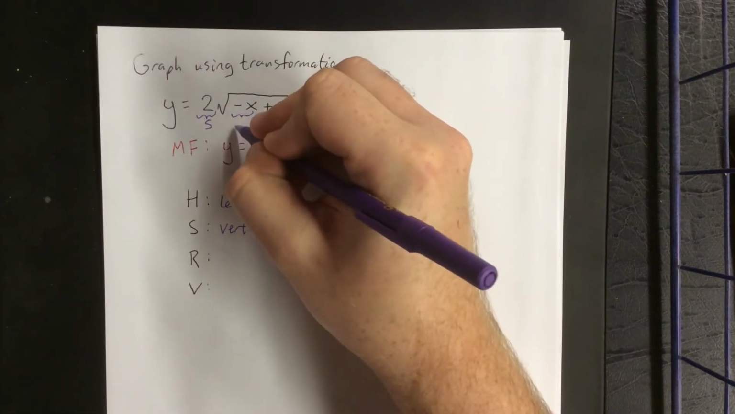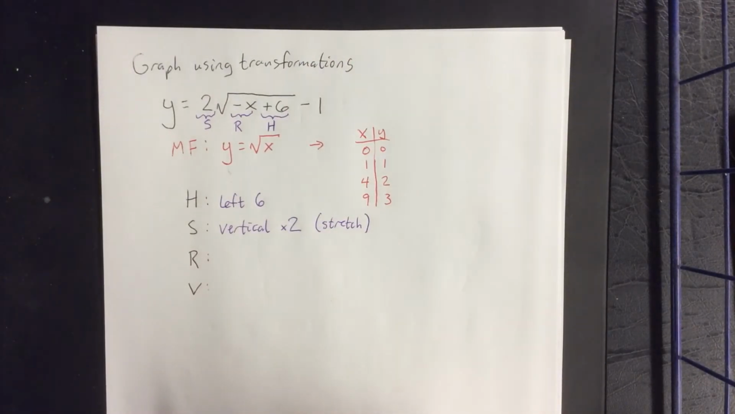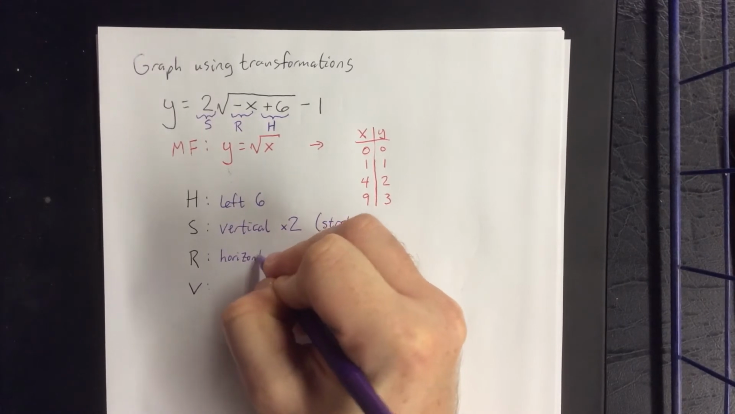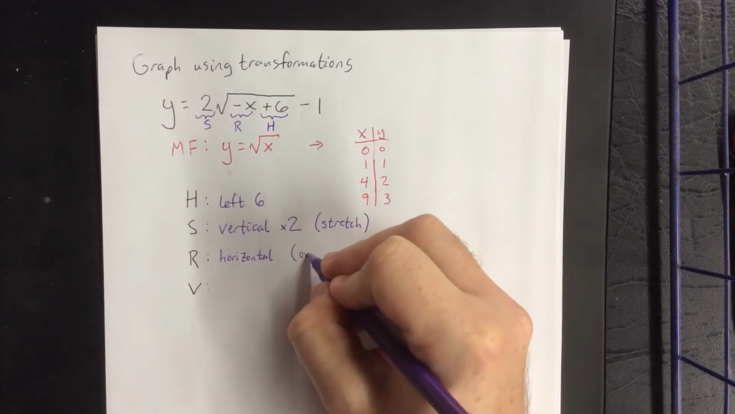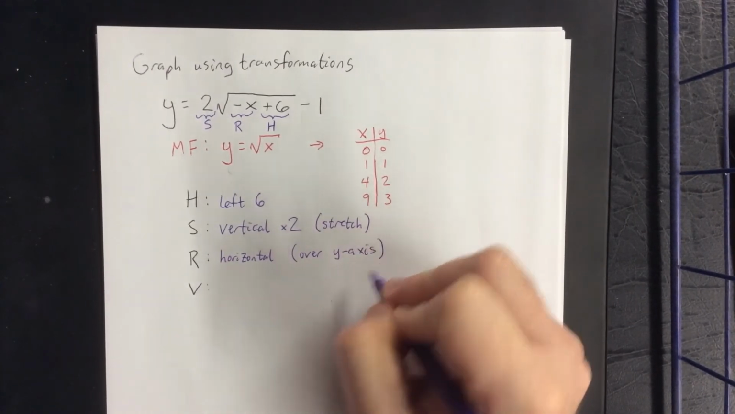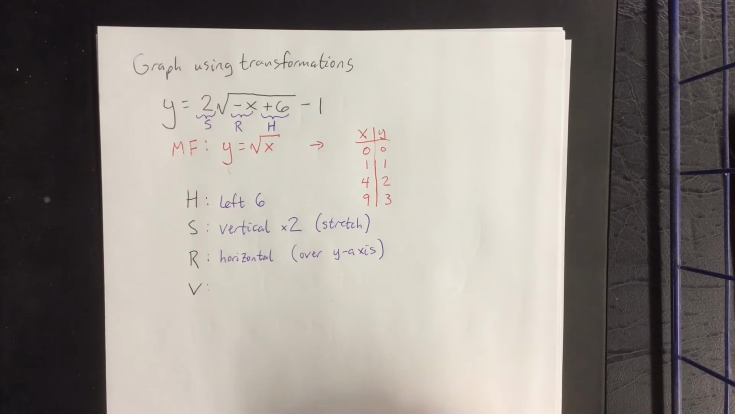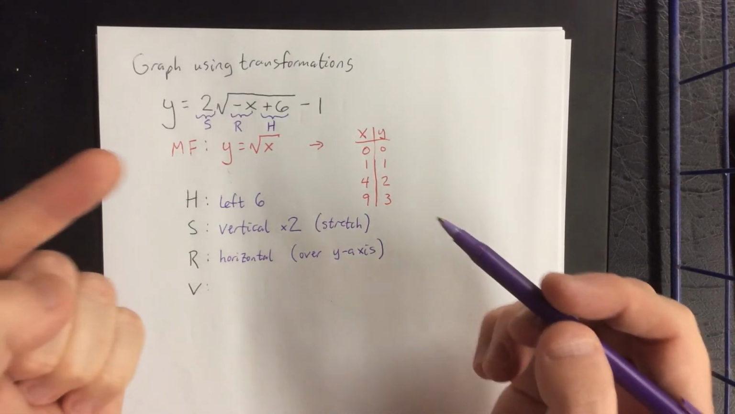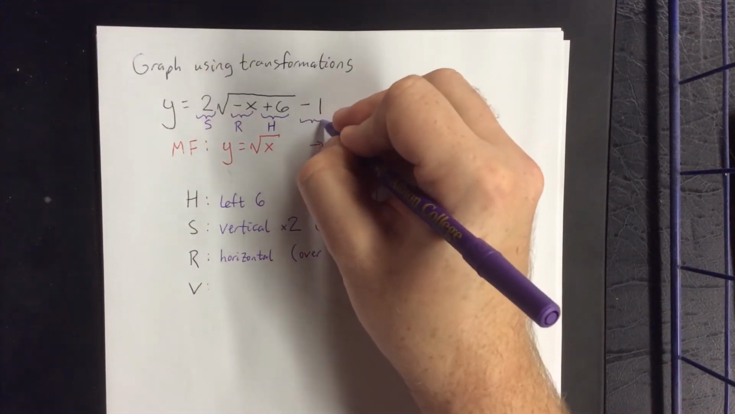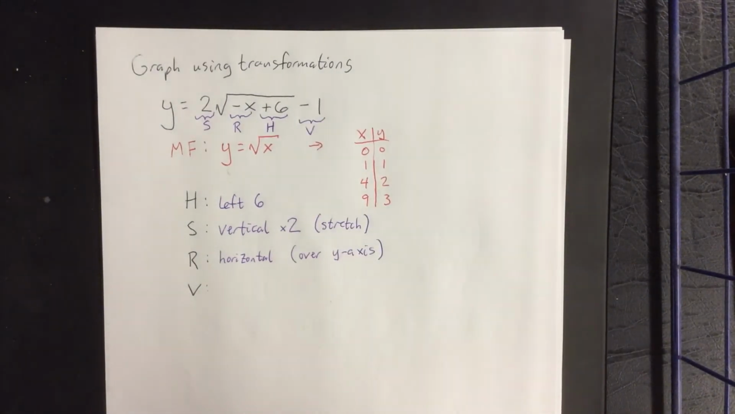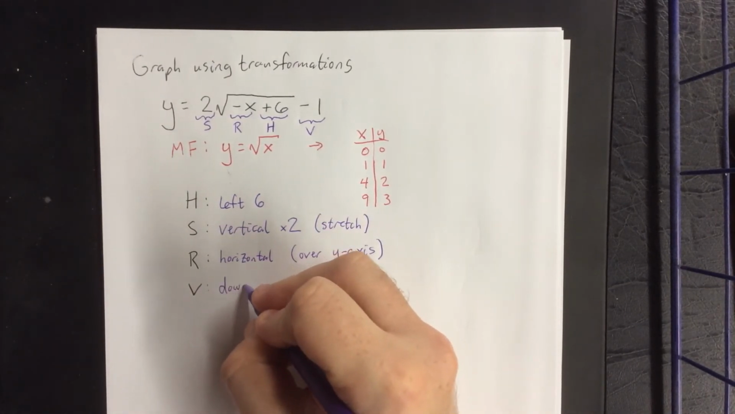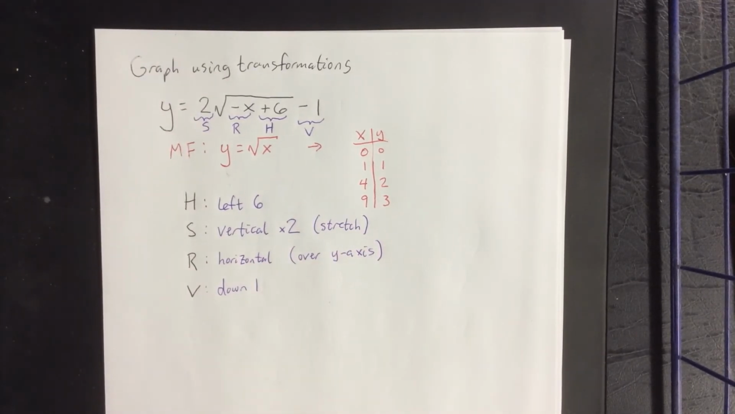For a reflection, we said that this is multiplication by -1. Which in this case we see a -x, so that is going to be a horizontal reflection. Now the one that is a little bit confusing with this is that we refer to a horizontal reflection as being over the y-axis, because when things move horizontally they are crossing the y-axis. And finally, vertical shift comes from addition or subtraction of a constant, not directly to our x variable. So in this case, this is going to be down by 1.